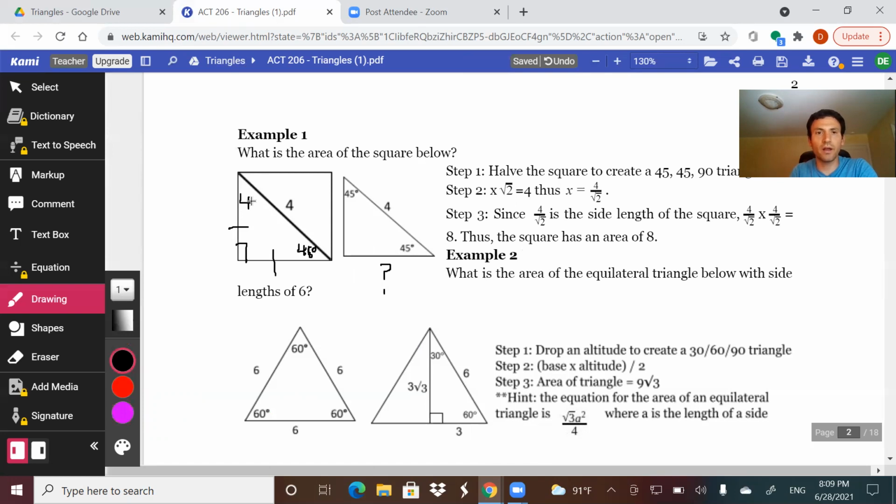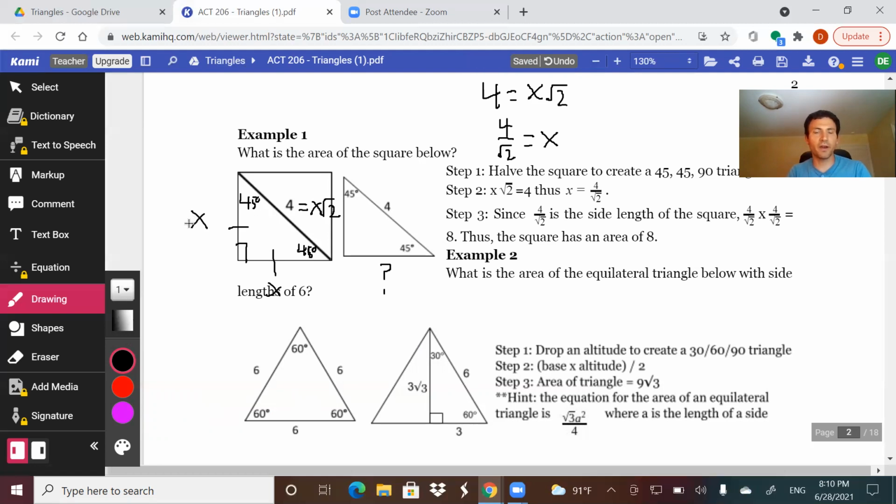And just knowing that the proportions of a 45, 45, 90 are x, x, and x root 2, I can just go, okay, 4 equals x root 2. So essentially 4 over root 2, and we're not going to rationalize it here, and I'll show you why, equals x.